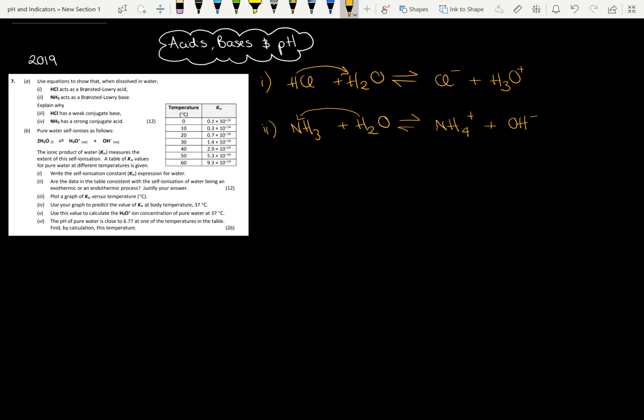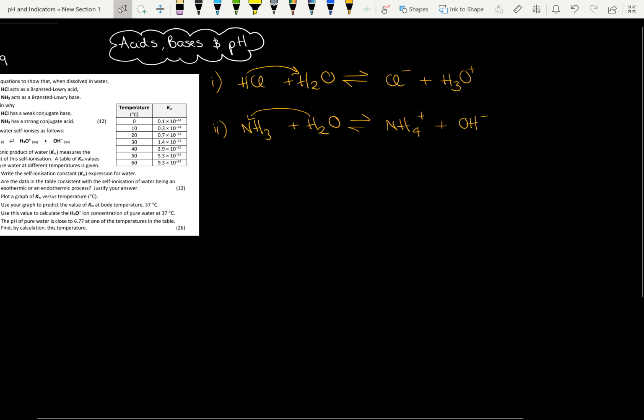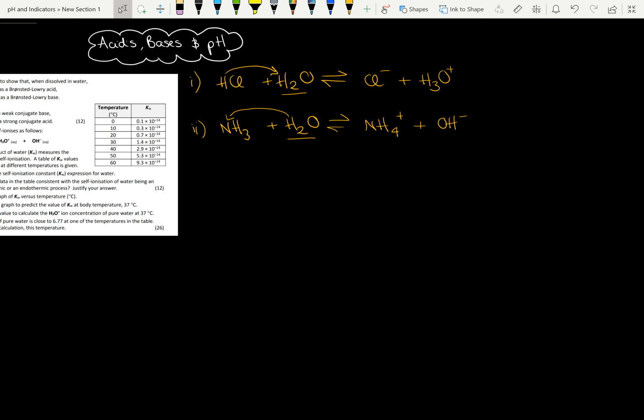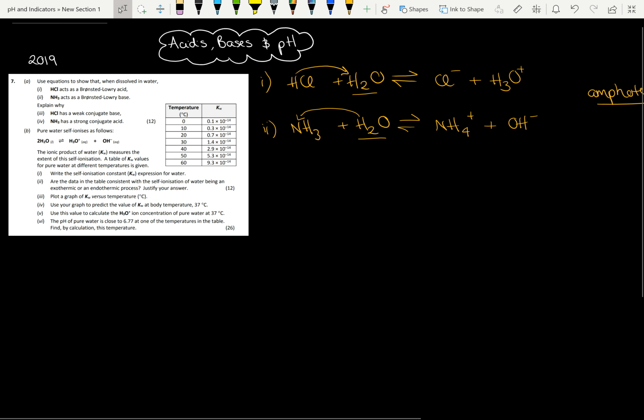Now it's not asked here, but just a little quick recap. If we have a look at water here, in this equation it's behaving like a base and accepting a proton, and in this equation it's behaving like an acid because it's donating a proton. And the word for a substance that can behave like an acid or a base is amphoteric. So I have seen that asked a few times, so just make sure that you're aware of that definition.